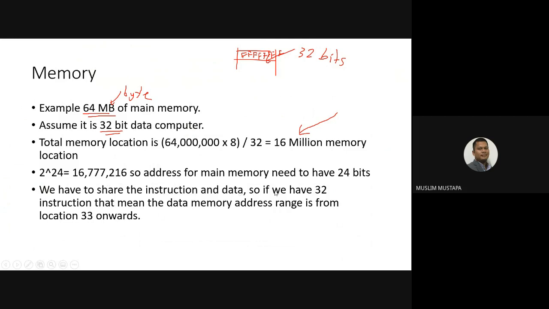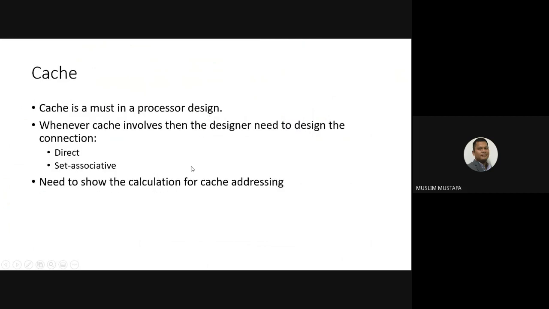So the instruction will take location 0 up until 31. So we have 32 instructions, and then location 33 onwards will be used as data memory. Then for cache, cache is a must in a processor design. So whenever cache is involved, as a designer we need to determine and design the connection.